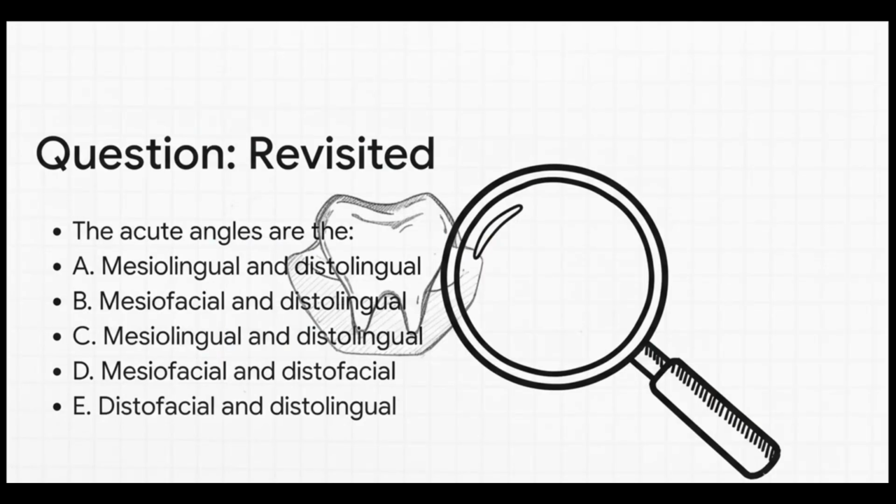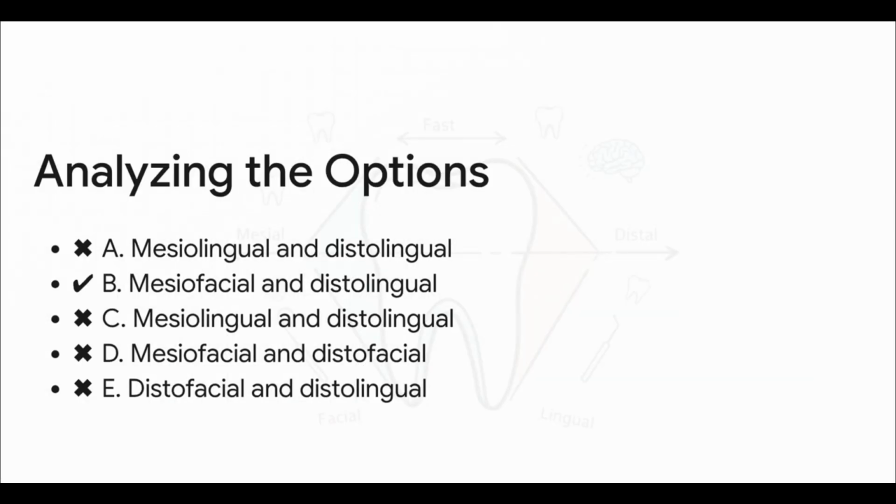Okay, round two. Let's look at that question again. But this time, it doesn't seem so bad, does it? We are armed with our mental map. The question is asking for the two acute angles, and now we know exactly which ones they are. Let's go through the options and find our answer. Let's do a quick process of elimination. Option A starts with mesiolingual. Nope. We know from our map that's obtuse. A is out.